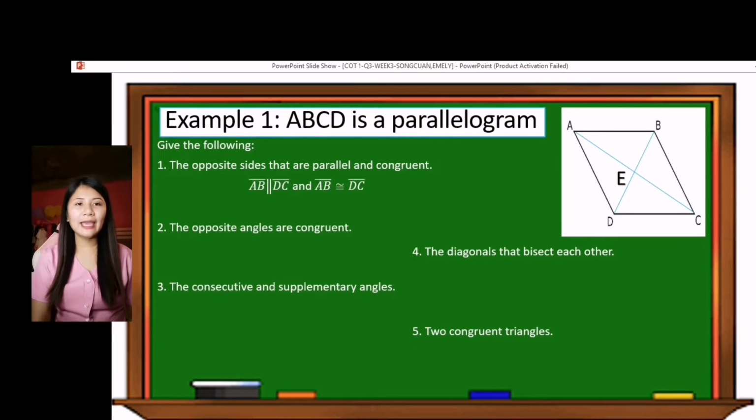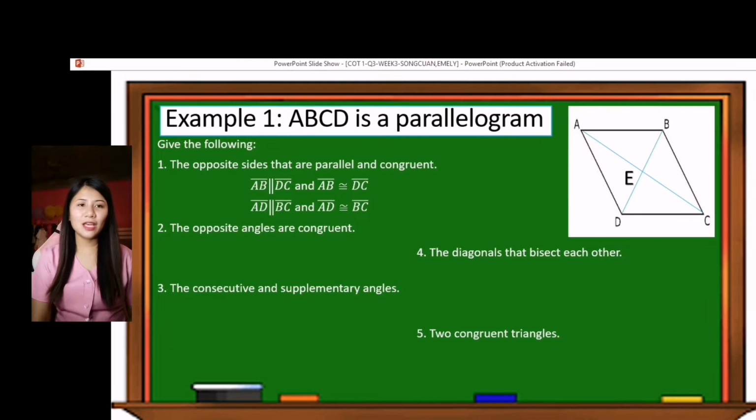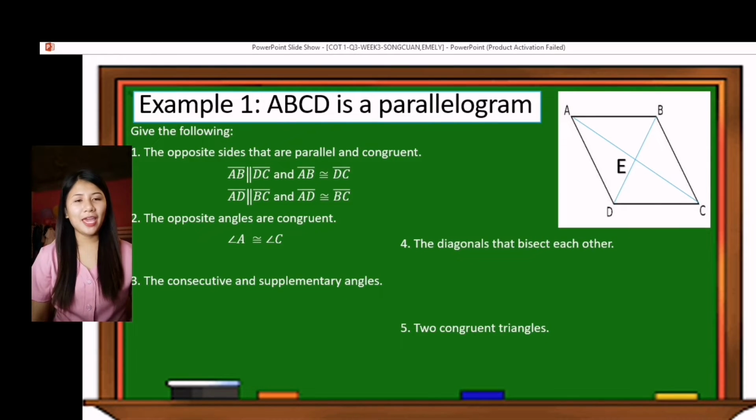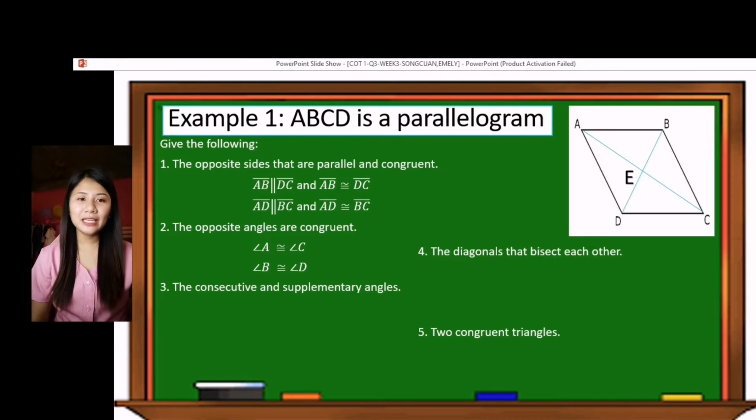We have side AB is parallel to side BC. And we have side AD is parallel to side BC. And at the same time, we have side AB is congruent to side BC, and side AD is congruent to BC. Question number 2, the opposite angles are congruent. So we have angle A congruent to angle C, and angle B congruent to angle D.